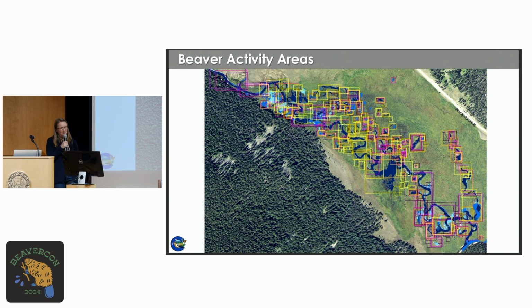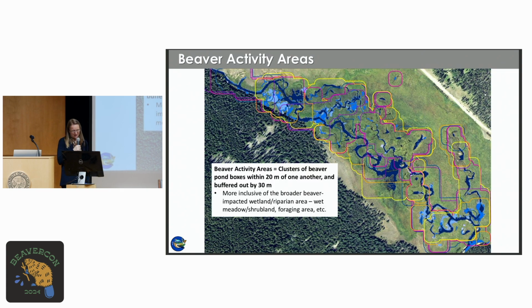So before we could display all this information, while this is a very colorful abstract, we figured people didn't want to look at that in the mapping tool. So we created what we call beaver activity areas. And these are clusters of beaver ponds that are no more than 20 meters apart. And then we buffered out by 30 meters to capture the broader beaver-influenced wetland and even areas where they might be foraging.